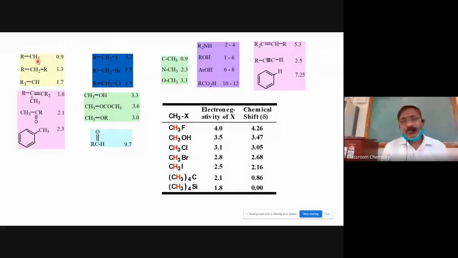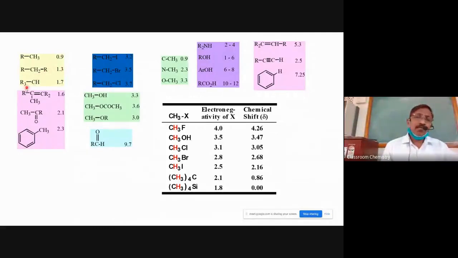Similarly, if you observe, when one alkyl group is there, then the methyl proton has the delta value 0.9. Now, when we replace one proton of the methyl group by an alkyl group, its value is increased by 0.4.